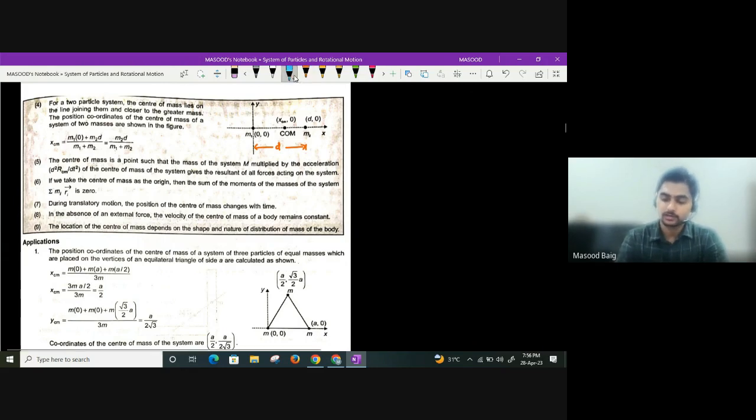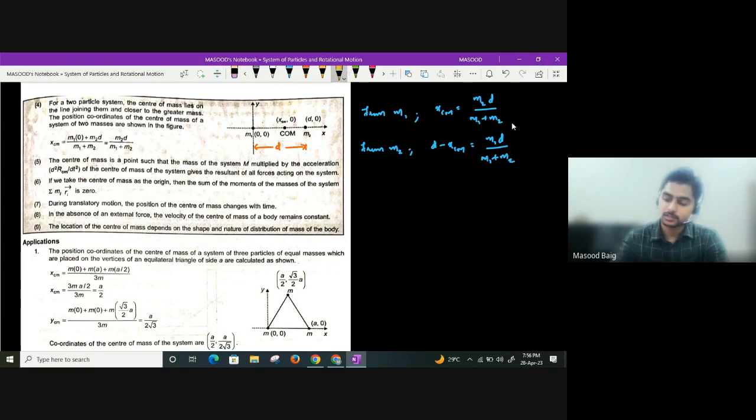From m1, if I say directly, you can write the location of center of mass as m2 into d divided by m1 plus m2, guys. In the same manner, if they are asking from m2, then what will the distance be from m2? Obviously, it will be d minus xcm. It will be given as m1 into d divided by m1 plus m2.